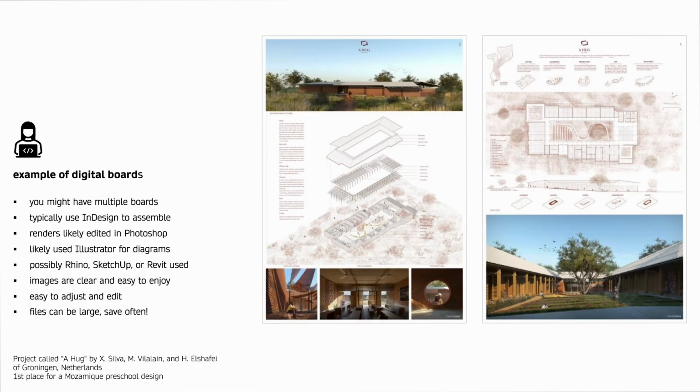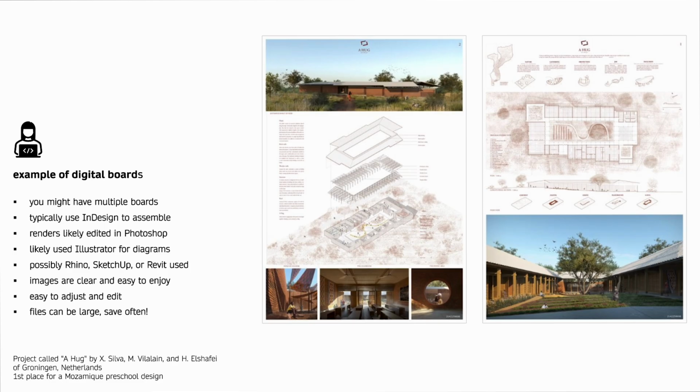Here are examples of digital boards. This is likely assembled in InDesign, which is an Adobe software used to create things like books, pamphlets, brochures, posters, really any 2D printed media, or also digital is fine too. And then the diagrams were likely produced in a combination of Rhino or Revit, potentially SketchUp, and then Illustrator, which we'll get into next week.